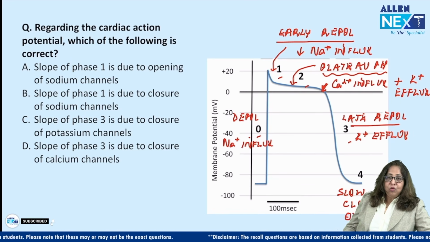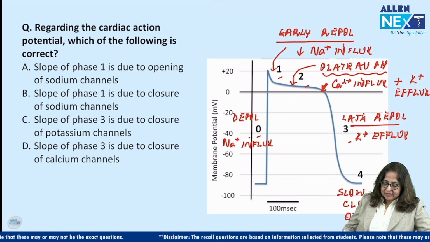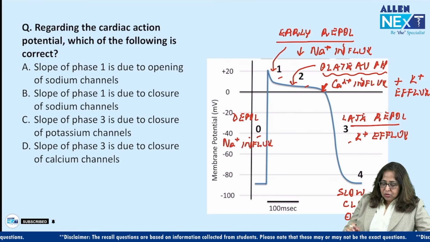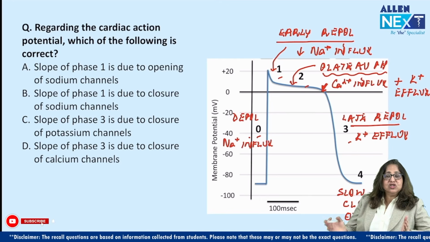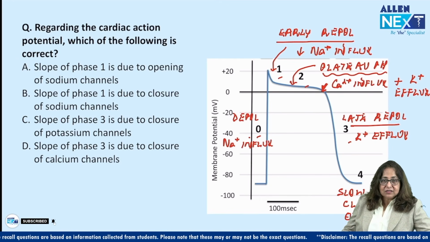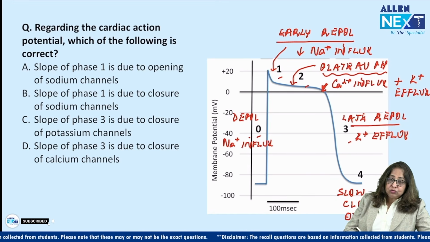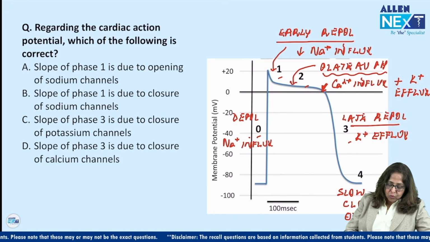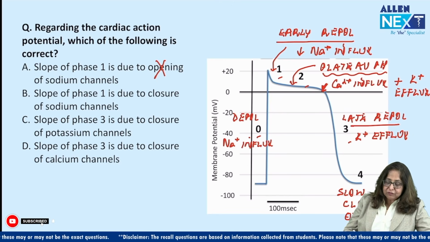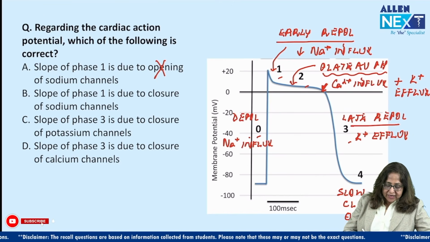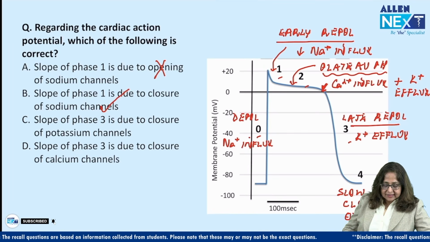Now, it said slope of phase 1. What is the slope of phase 1? What is phase 1? Phase 1 was the early repolarization. What is responsible for the early repolarization? Closure of the fast voltage-gated sodium channels. So slope of phase 1 is due to opening of sodium channels? No, opening of sodium channels is responsible for phase 0. Slope of phase 1 is due to closure of sodium channels. That appears to be a correct answer.